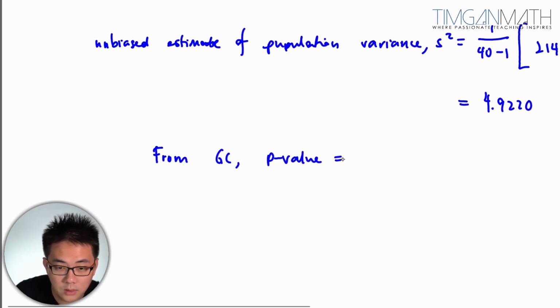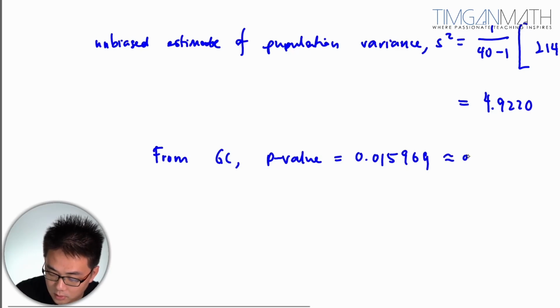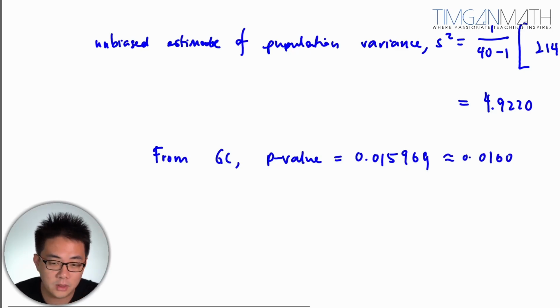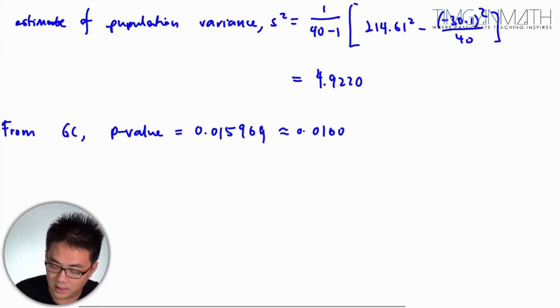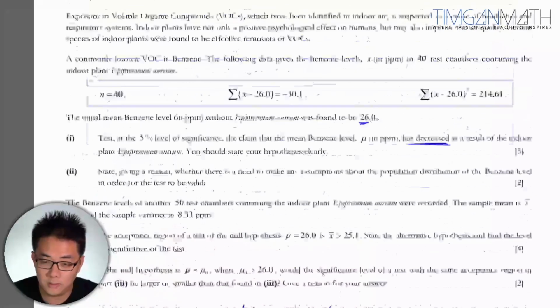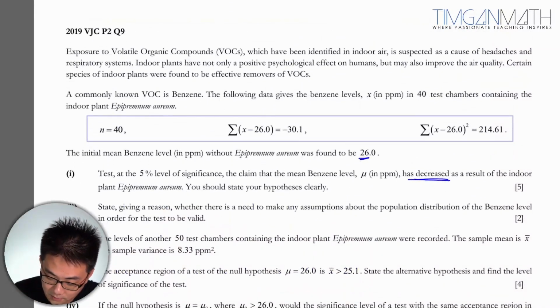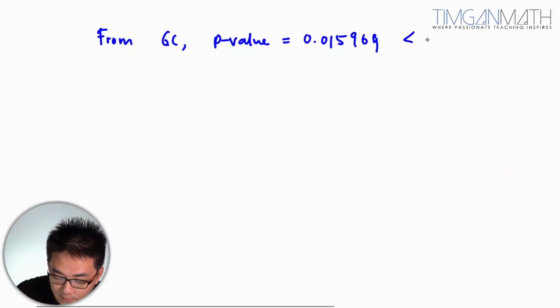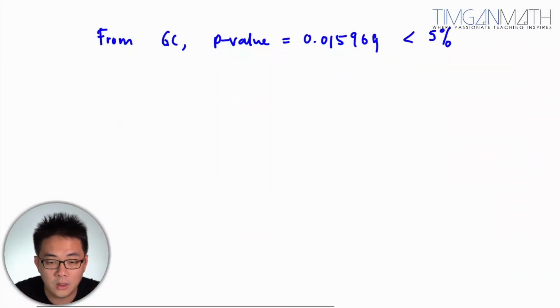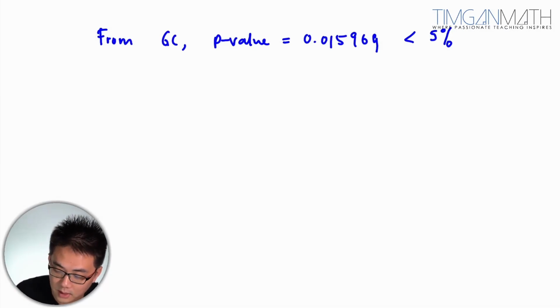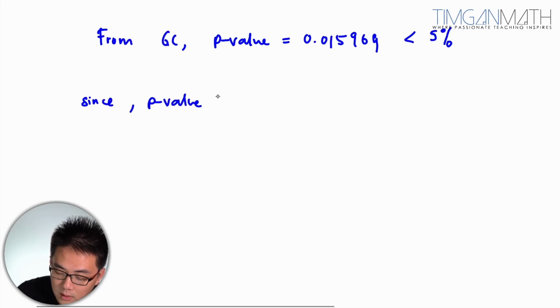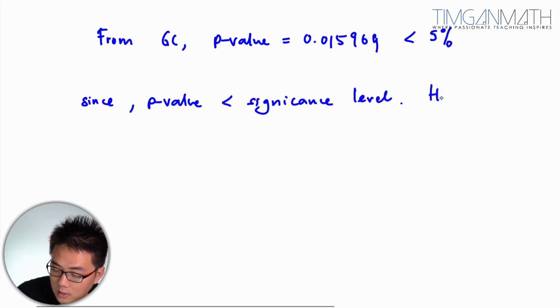P-value is equal to 0.015969, which is approximately 0.0160, but it's less than the alpha percentage. Alpha is 5%, so the p-value is less than 5%. Okay, so the conclusion is basically, since the p-value is less than the significance level, H0 is rejected.